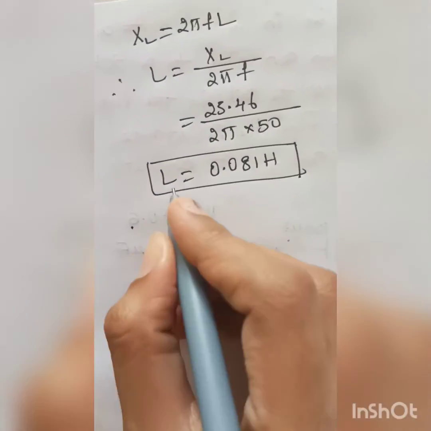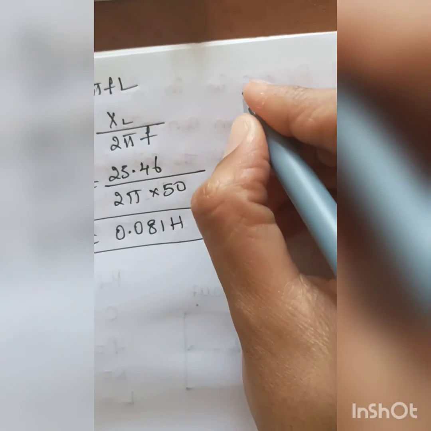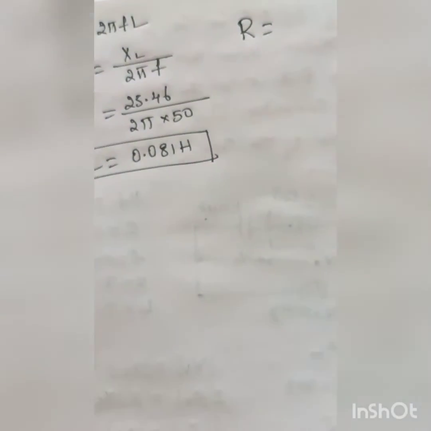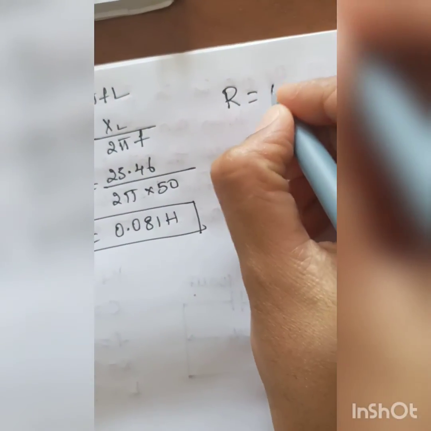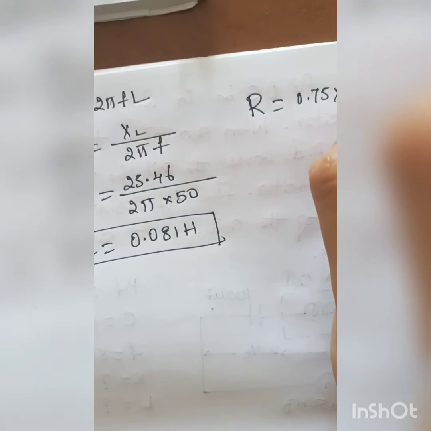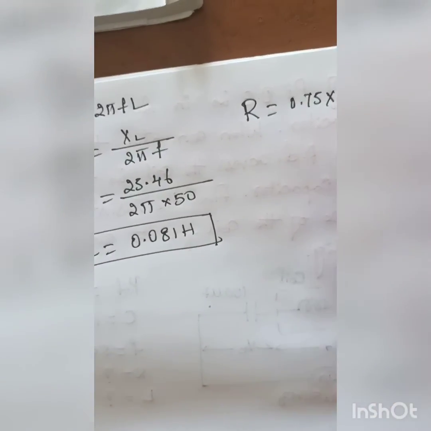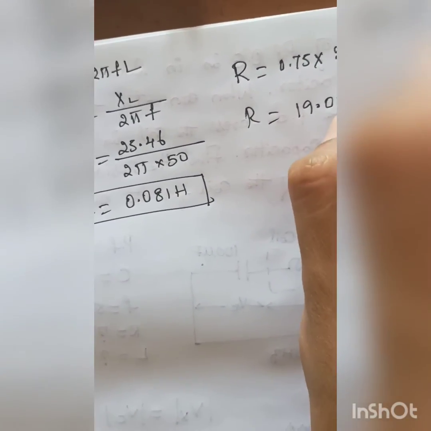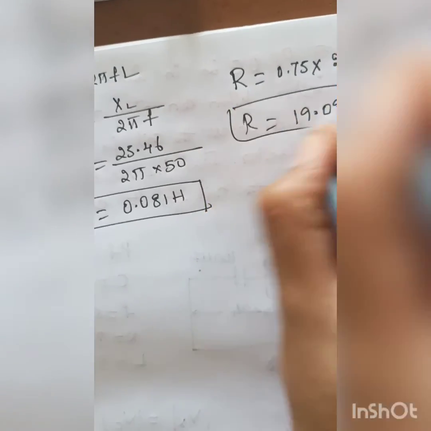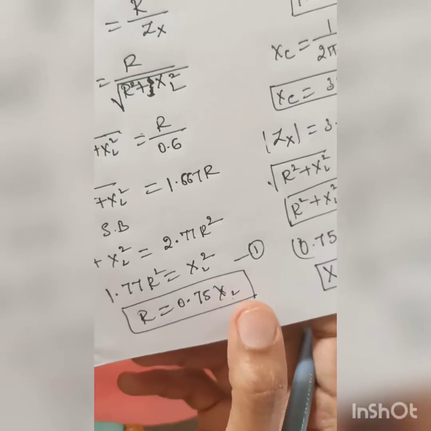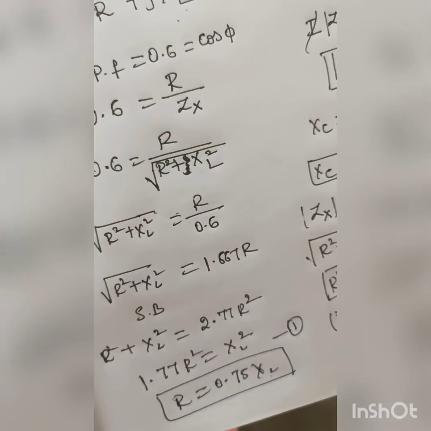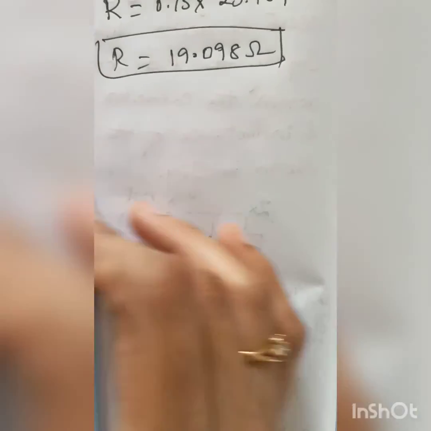And then, from this, R is equal to 0.75 into 25.464. R can be written as 19.098 ohms. This is the R value. So here we all know R is equal to 0.75 XL, so if you substitute the XL value here, you'll get the R value. So this is the problem we have.